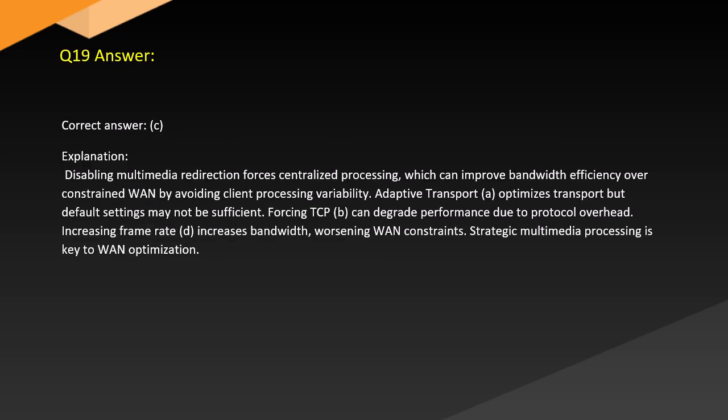Answer. Correct answer: C. Explanation. Disabling multimedia redirection forces centralized processing, which can improve bandwidth efficiency over constrained WAN by avoiding client processing variability. Adaptive transport optimizes transport, but default settings may not be sufficient. Forcing TCP (B) can degrade performance due to protocol overhead. Increasing frame rate (D) increases bandwidth, worsening WAN constraints. Strategic multimedia processing is key to WAN optimization.